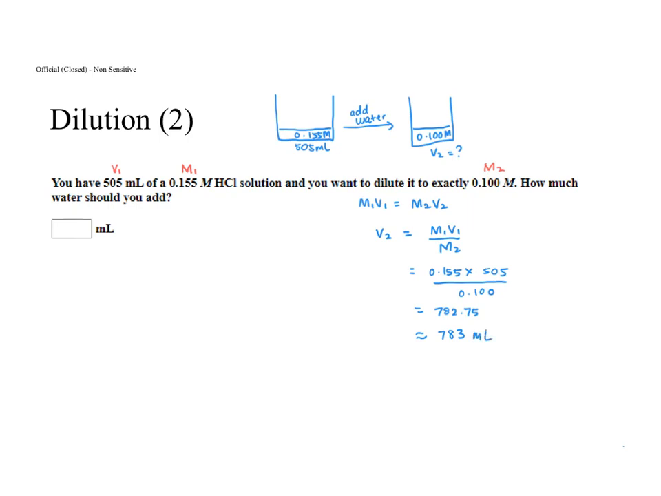So this is the final volume, but the question asks how much water should you add? Meaning to say, from 505 ml, you want to get 783 ml, how much water should you add? So just take 783 minus 505. And you would get 278 ml.